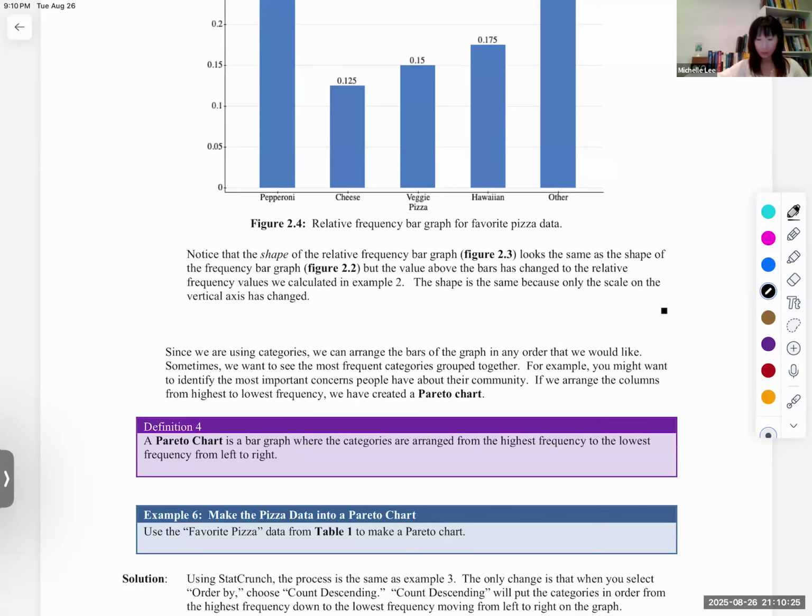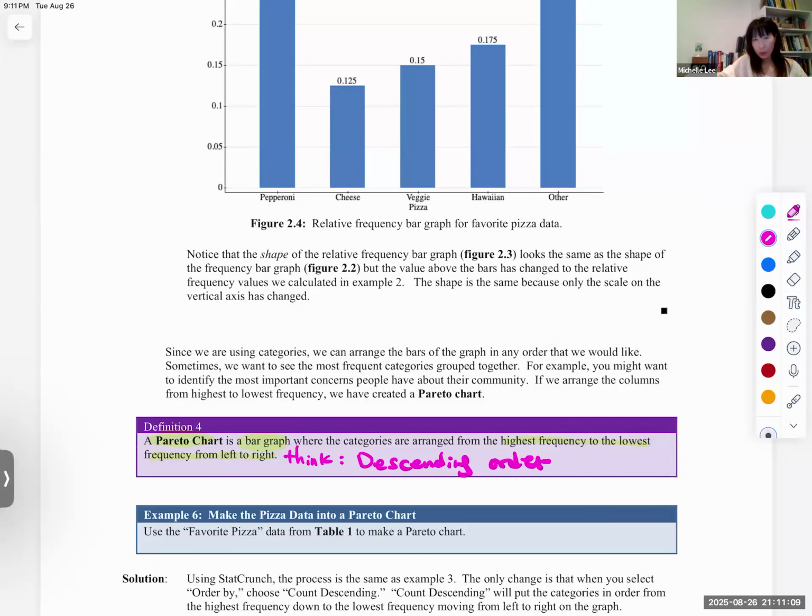Now we have another graph, which is the Pareto chart. So let me highlight Pareto chart. It's a bar graph where the categories are arranged from highest frequency to lowest frequency from left to right. So this one we can say is descending order. Descending order, right? Getting smaller, right?